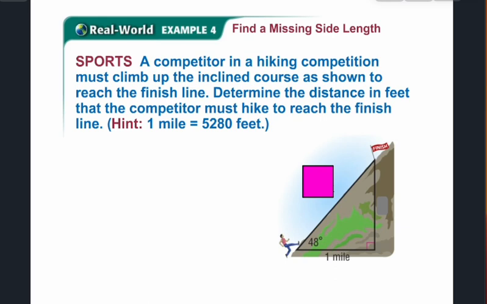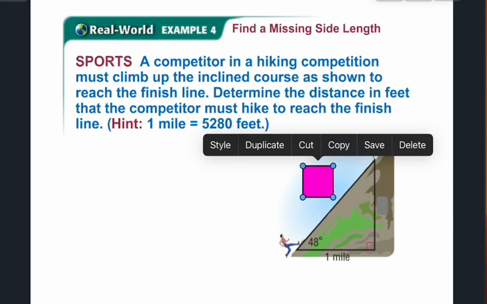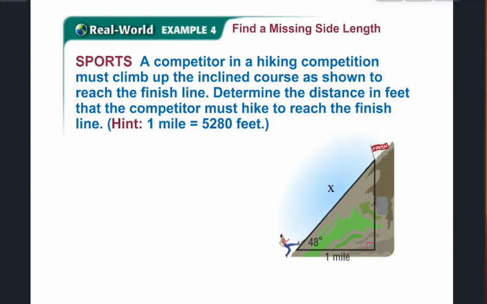And we know the incline of the mountain at this hiking competition is a 48-degree angle of elevation. Okay, so he is 1 mile out from the base when he starts. The angle of elevation is 48 degrees, and we want to know what is the distance in feet that the competitor must hike to reach the finish line. So our X should go there. So the actual spot, think about the actual spot that he is hiking.